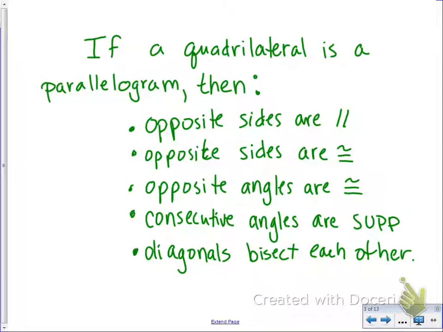Okay, hopefully you've compiled a list that looks something similar to this. Go ahead and look over what I have, but you should know that in a parallelogram, the opposite sides are parallel. They're also congruent. So that's both pairs of opposite sides, congruent and parallel. Both pairs of opposite angles are congruent. Consecutive angles are supplementary, and the diagonals bisect one another.